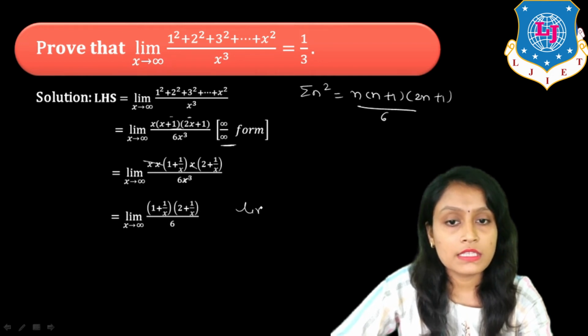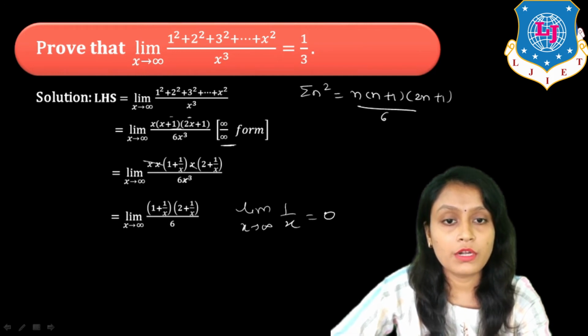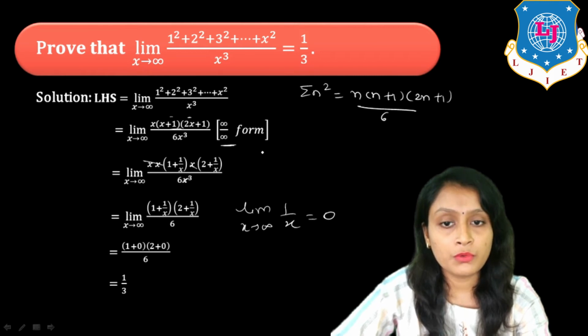Now we know that limit x tends to infinity of 1 upon x is equal to 0. So these two terms are 0. What will remain is 1 plus 0 into 2 plus 0 upon 6. On simplifying, you will get the answer 1 upon 3. So this is what we wanted to prove.